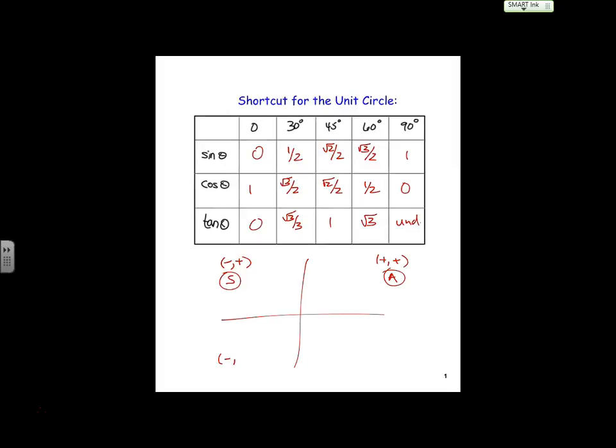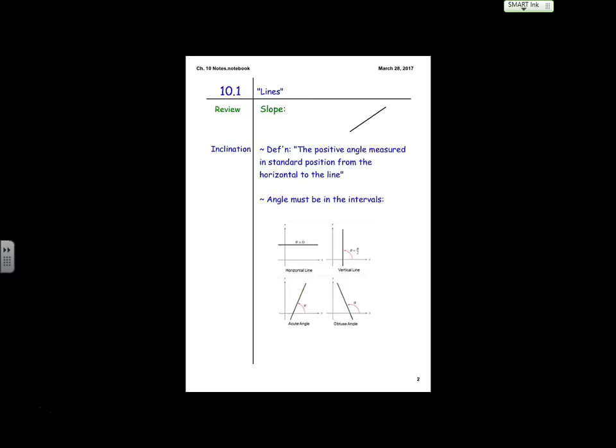Third quadrant. Who's negative? Sine and cosine, and their reciprocals, cosecant and secant. Who's positive? Tangent, and its reciprocal, cotangent. Then in the fourth quadrant, x is positive and y is negative. All Students Take Calculus. Nice. Who's positive in the fourth quadrant? Cosine, and its reciprocal, secant. Got it, let's go. 10.1.